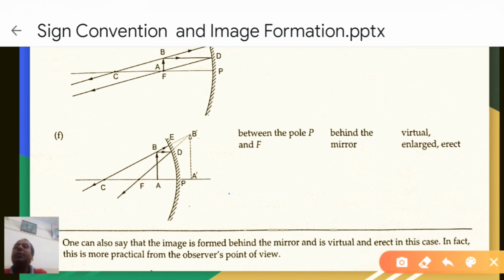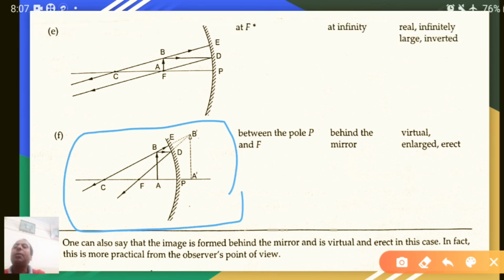Now look at this picture. Very special case for concave mirror. Only in this case the concave mirror produces virtual and erect image. For which position of the object? When the object is between pole and focus. You can see AB is the object and point A is between pole and focus.